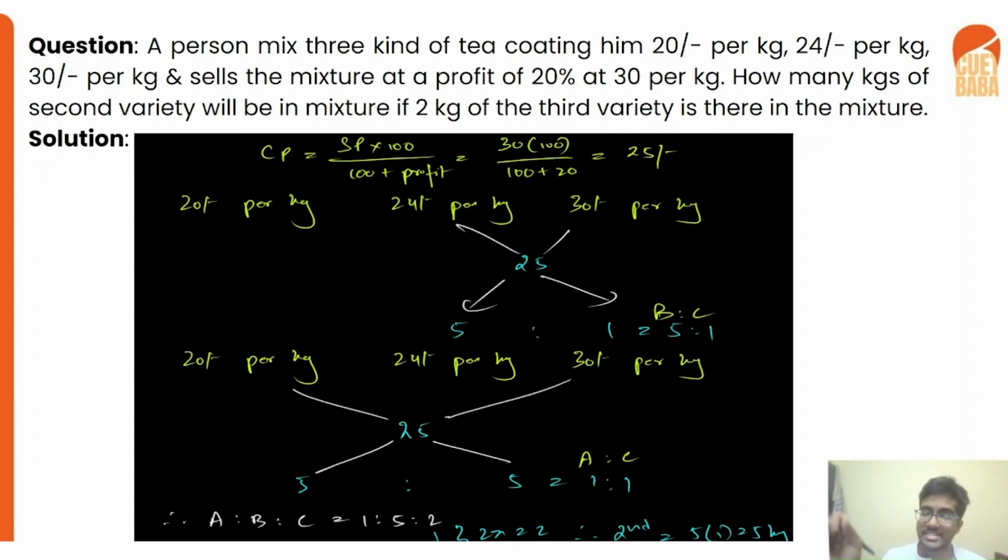So 2 parts is actually equal to 2 kg, so 1 part will be equal to 1 kg. And what is the value of B, that is the second material? That is the question they are asking, right? Second variety is equal to 5x. So 5 into 1, that is equal to 5 kgs of B is available.